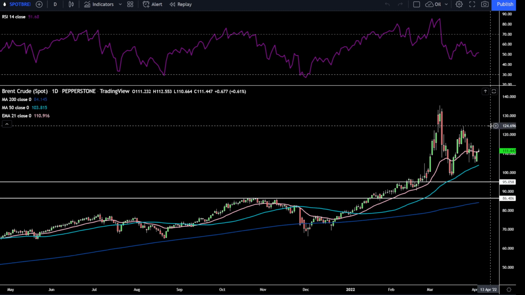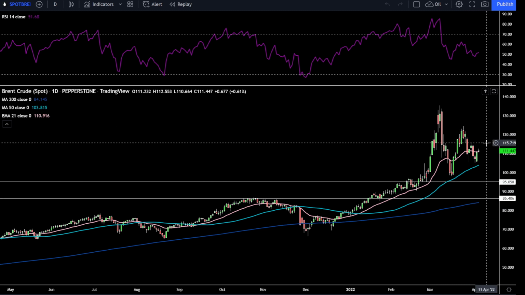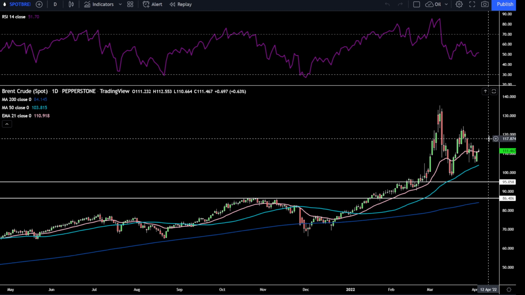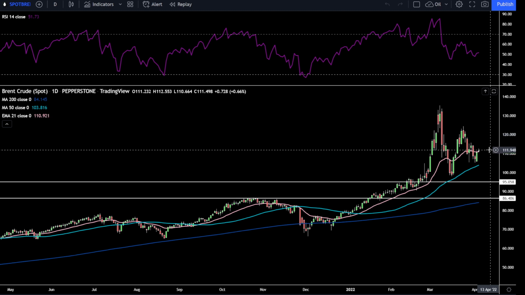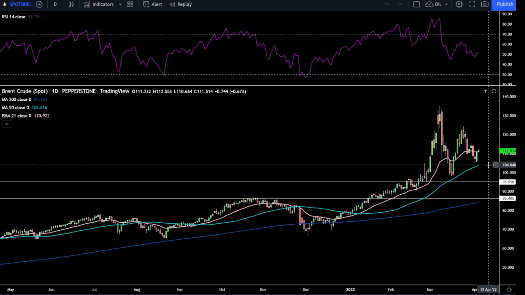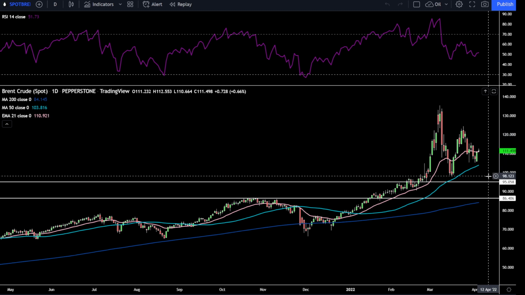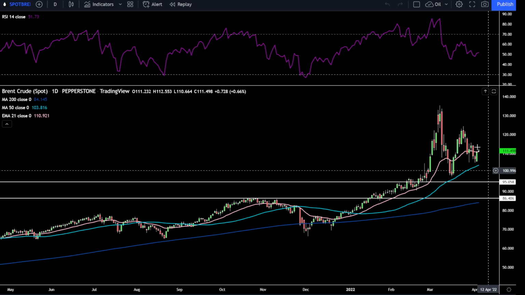On the upside, price needs to overcome 115, a bit of resistance there, and then above there you've obviously got that key psychological level of 120. We'd have to see a deterioration in some sort of negotiations between Russia and Ukraine to get us back up there. And then below here, as I said, around 105 would be key, and then 100 further below on the downside.